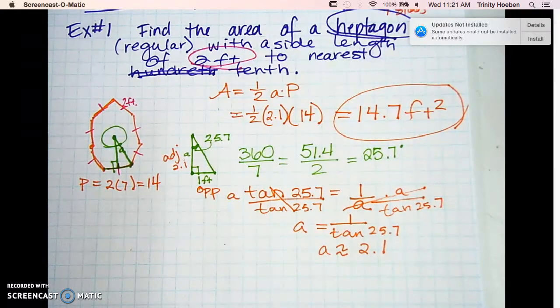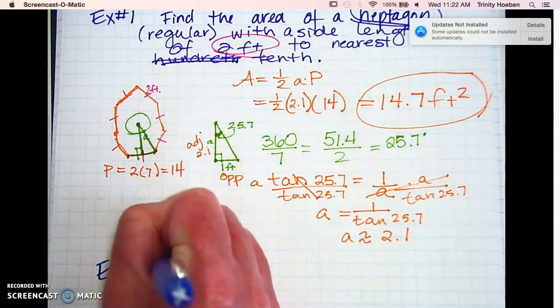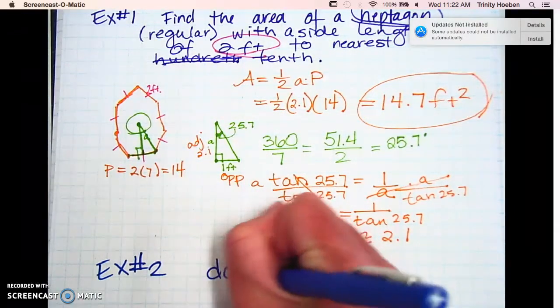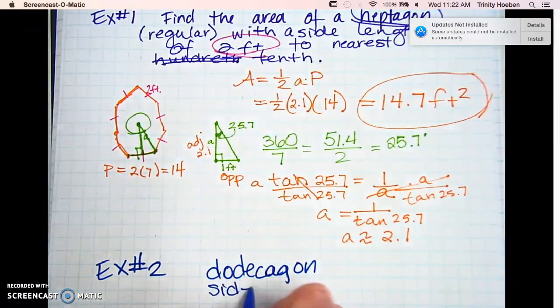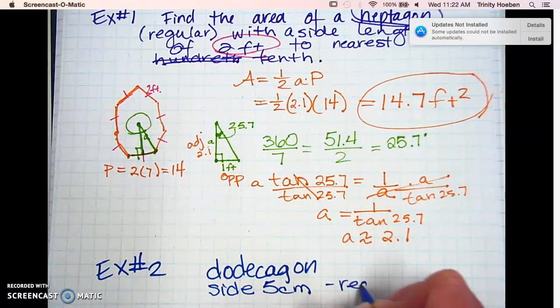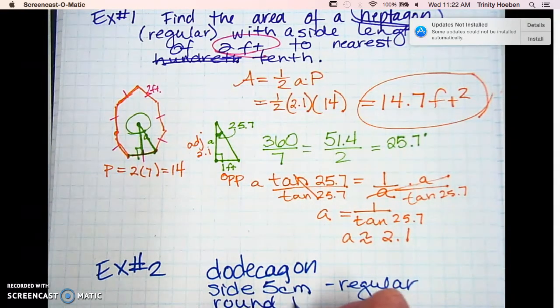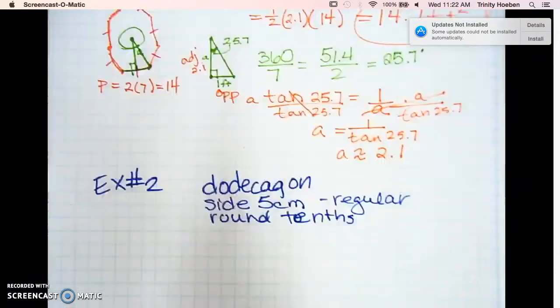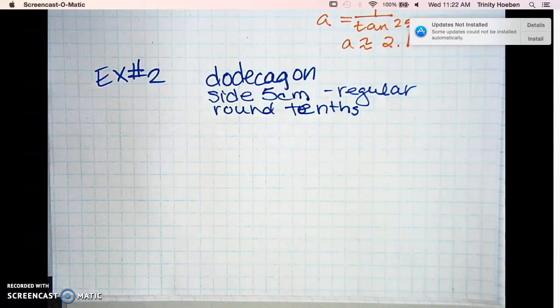All right, these are a little bit tricky, so let's do another one together. Example number 2. This time we're going to have a dodecagon. It's going to have a side length of 5 centimeters. It's regular. It's always good to know. And we're going to round to the nearest tenth again. Okay. Dodecagon, side of 5 centimeters, and we're going to round to the nearest tenth.